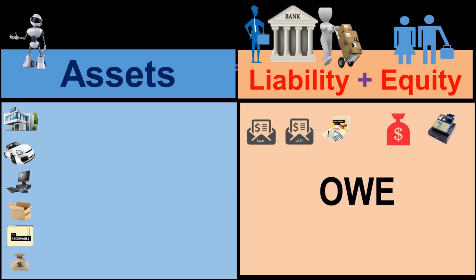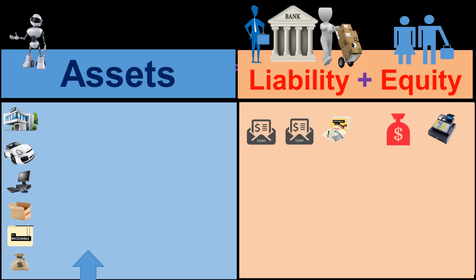Now, if an asset goes up, then there is a great chance that a liability or an equity must go up also. For example, when a business was first started, the owner might have put cash in the business, right? That means cash will increase, and also the amount that the business owes the equity holder will increase.